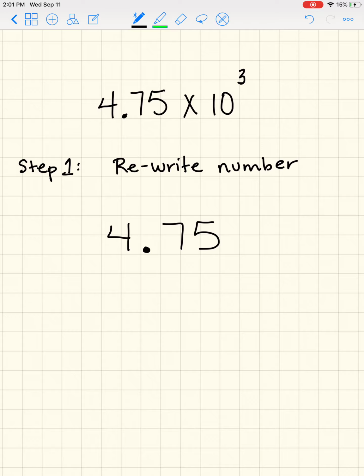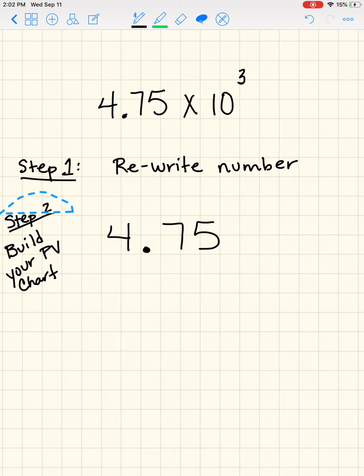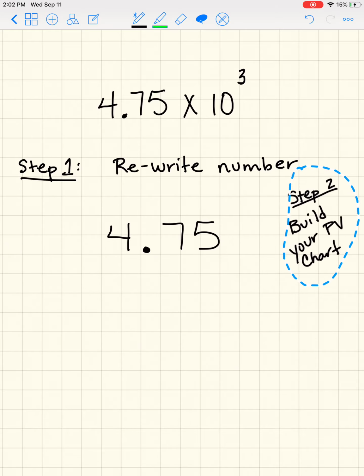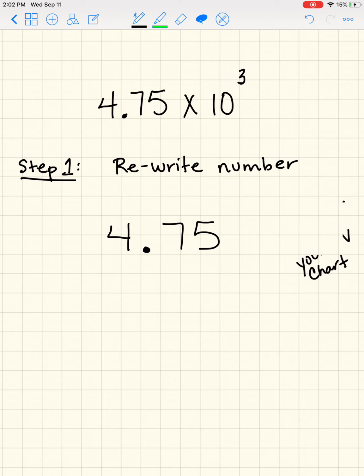So here's step 2. Step 2 is build your, and I'm going to abbreviate PV for place value, chart. Now, let me move my instructions a little bit because they're going to kind of get in my way. So as we're doing this, the reason why we draw our place value chart is to see exactly how those digits are moving as we solve this equation.